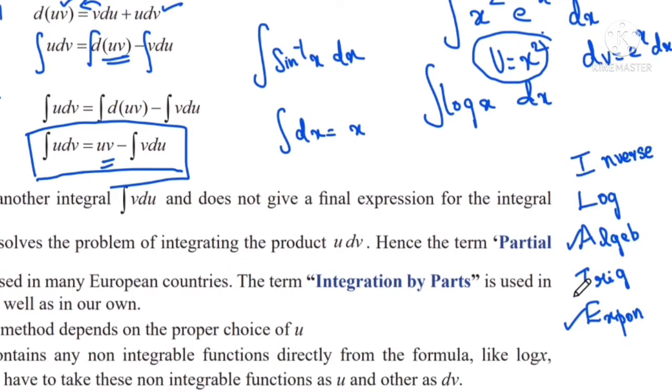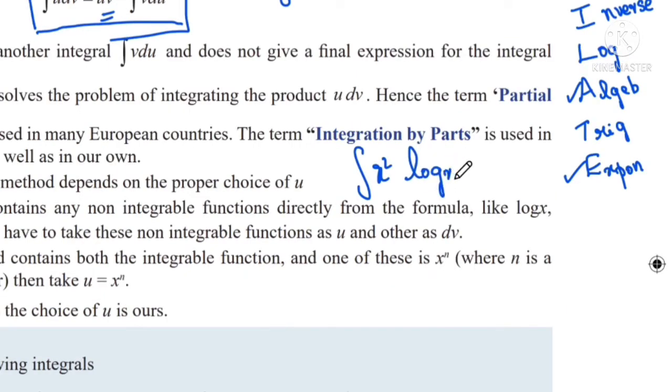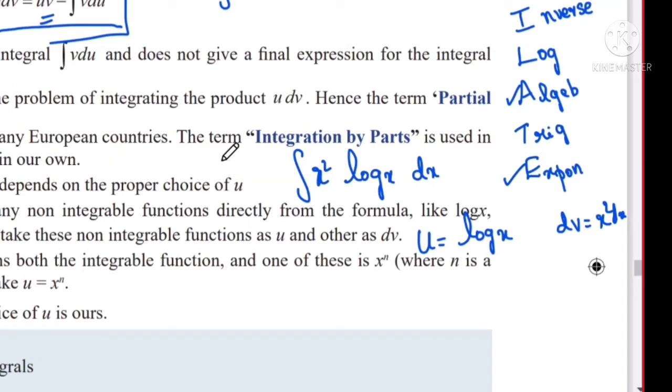So you can follow these rules. Suppose you have x square and log x. In that case, because log comes before algebraic function, you should take u as log x and the remaining as dv. If an inverse comes, you have to take u as the inverse. Suppose you have x into sine inverse x. So you take u as sine inverse x and the remaining as dv.